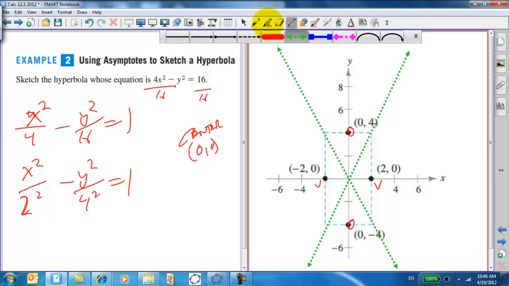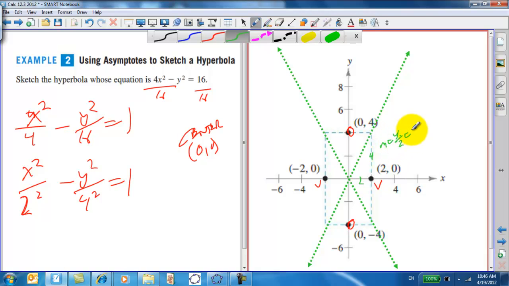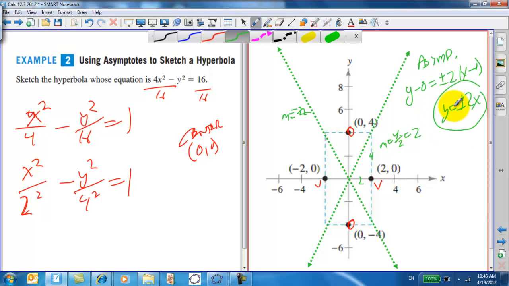And let's come up with an equation for these. For both of them, you can see you're going over 2 and up 4. So the slope is 4 over 2, or 2. See, I didn't use a memorized formula. I just look at the rise over the run of the diagram. And this other one is a slope of negative 2. So the asymptotes are going to have equations y minus 0 equals plus or minus 2 times x minus 0, or y equals plus or minus 2x in this case.